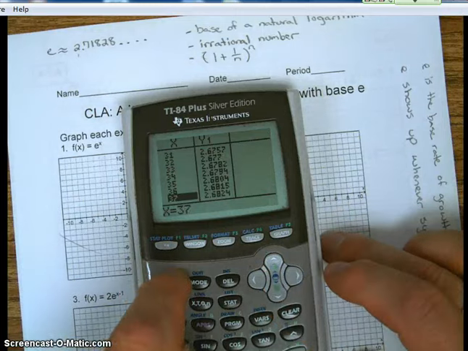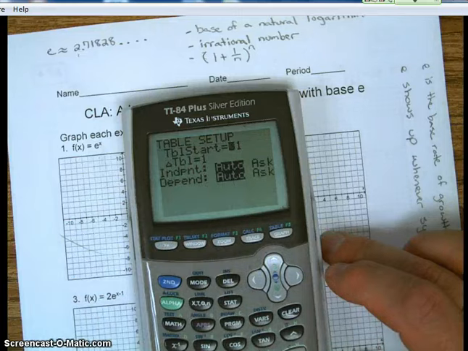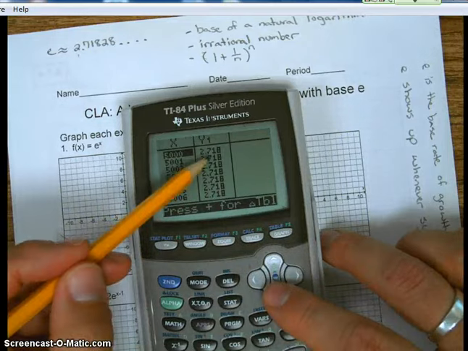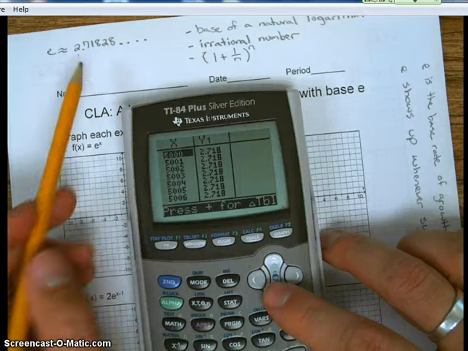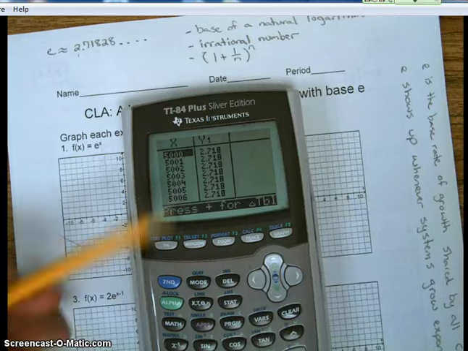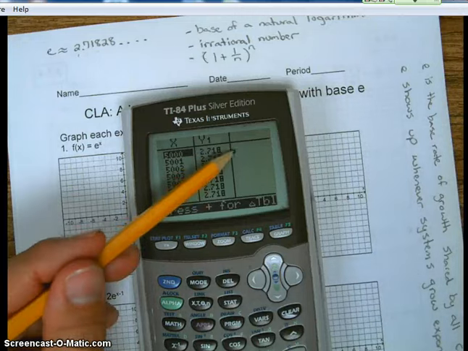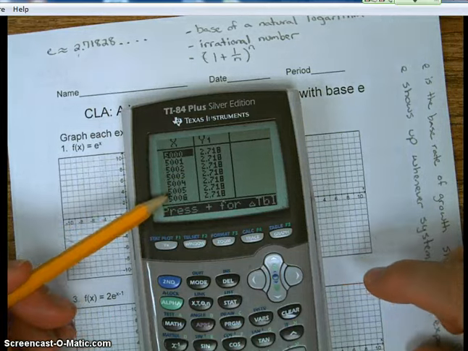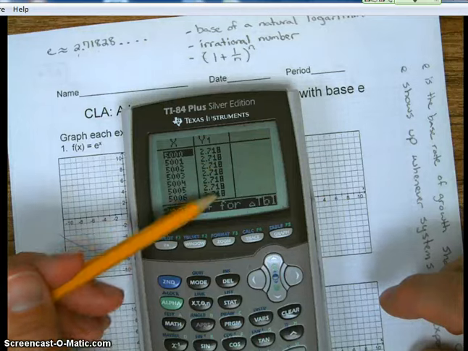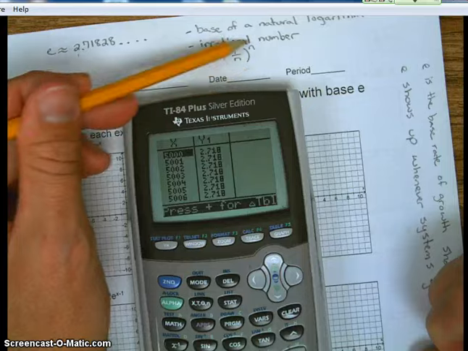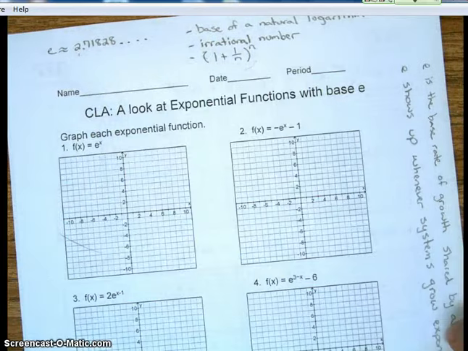Now I can jump ahead, second window, and we can jump to 5,000. Go back to our table. Okay, so 2.718. So there's that. Now that's as far as the decimals go on the calculator, but if we could see further, we could see more of the numbers on our calculator. But as you can see, as x is growing, we're getting closer to the number E. So that's how E is calculated, one of the ways. It's calculated in many ways.